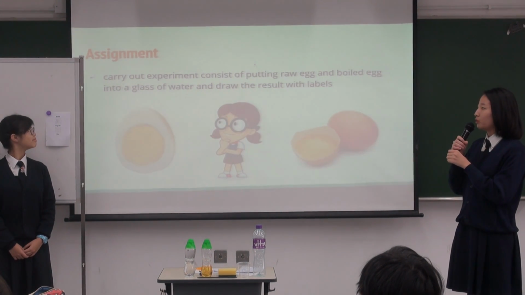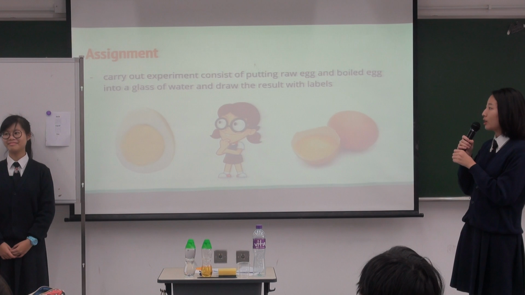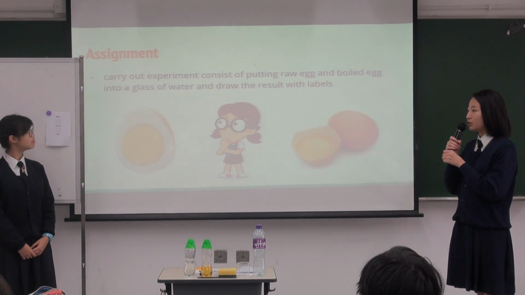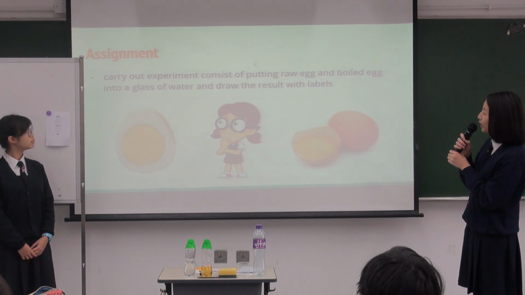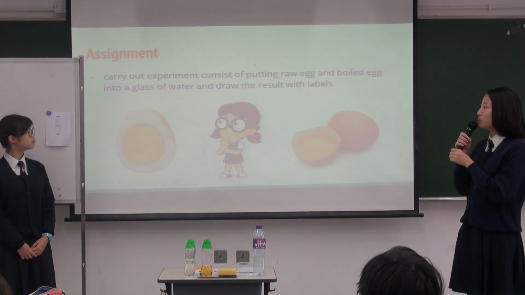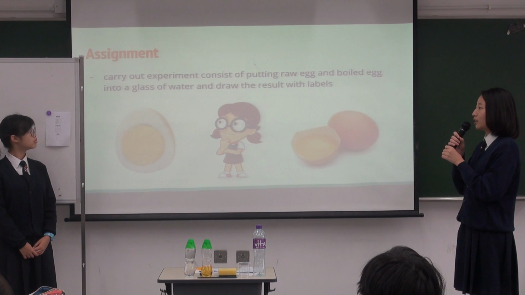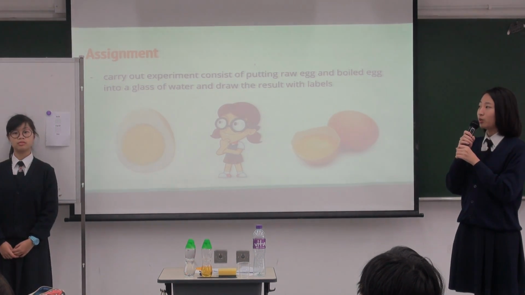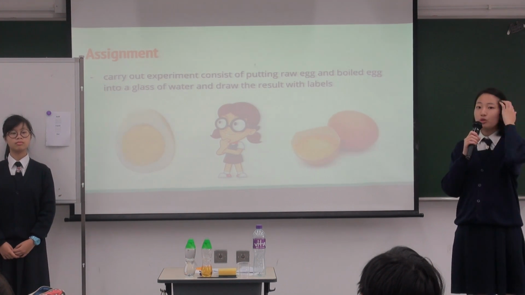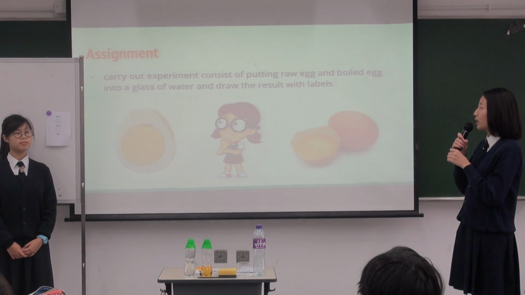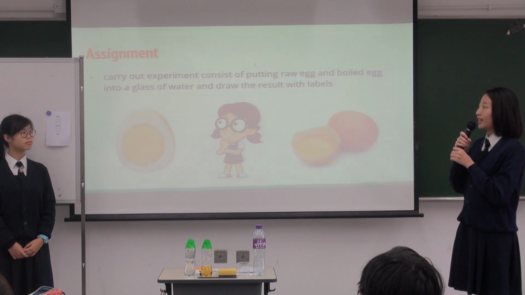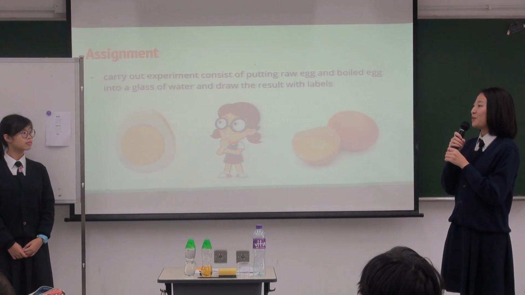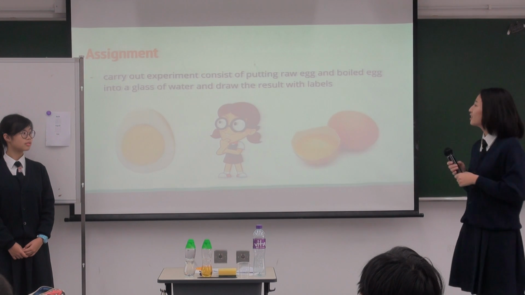And for the assignment, we will ask students to carry out an experiment using water, a raw egg, and a boiled egg. They will put them into a glass of water and observe which egg will sink and which will float. After that, they will draw the results on paper, label them, and submit the paper to us. And this is the end of our lesson plan.